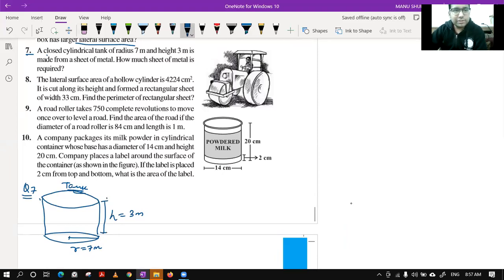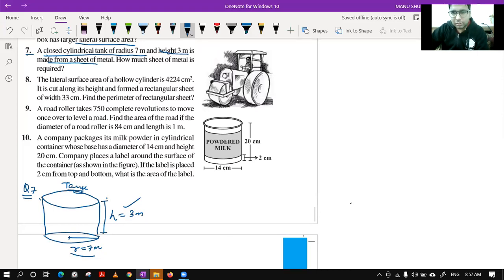Okay. Question is saying a closed cylindrical tank of radius 7 meter. So I have written r equal to 7 meter and height equal to 3 meters. So I have taken h equal to 3 meter, is made from a sheet of metal. You had a sheet of metal in front of you like this. This was a sheet of metal, and you have to make a cylindrical tank out of this. So you will cut some things and you will fold it, you will paste something, you will do welding or something on that to make the tank.